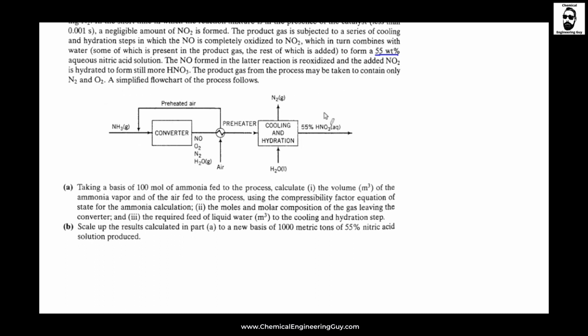So they give you this simplified process chart, which is cool, it's nice. You have the inlet, you have the preheat air, the converter, the products, you have air here, the preheater, then they go to the cooling and hydration. I love it because instead of using all the equipment, they just give you this black box in which you cool and hydrate everything.